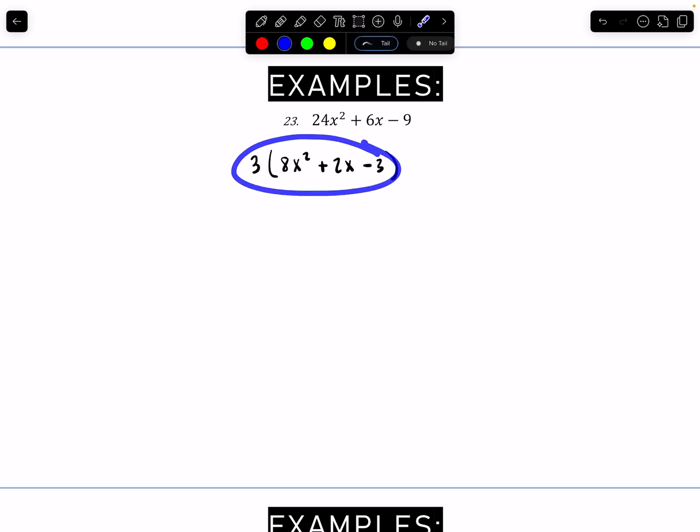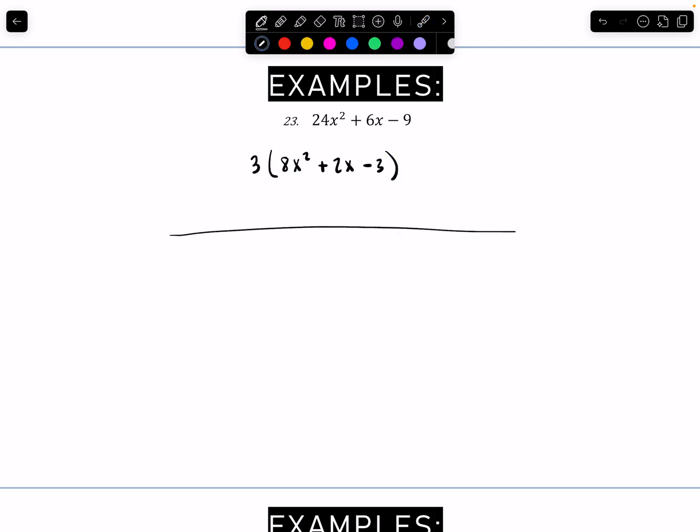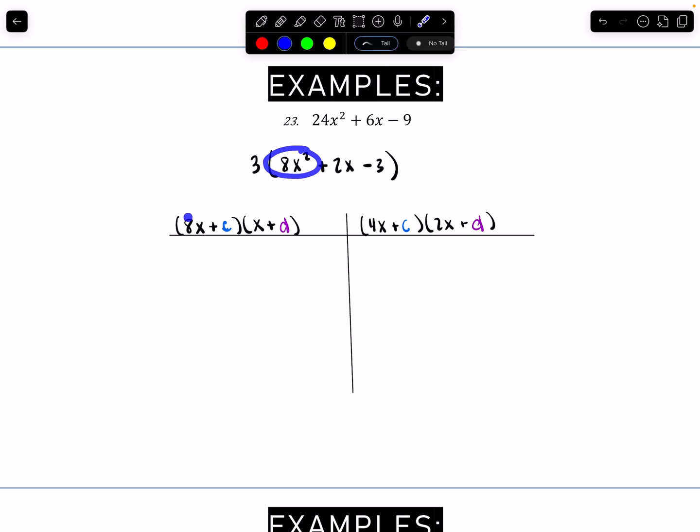Now this guy's a little bit different than the previous two guys. In the previous two, what was connected to the x was prime, so there was only one option there. But there are actually 2 different options here. Either this can factor into 8x plus a number times x plus a number, or it's going to factor into 4x plus a number times 2x plus a number, which means there are multiple options on how we can get 8x. We can either do 8x and x or 4x and 2x.